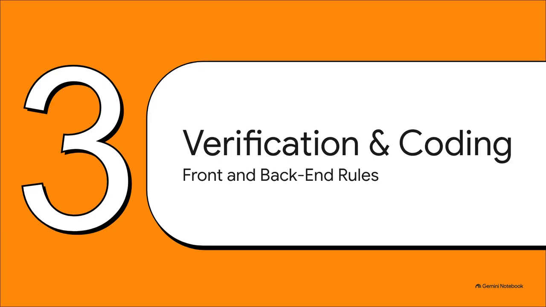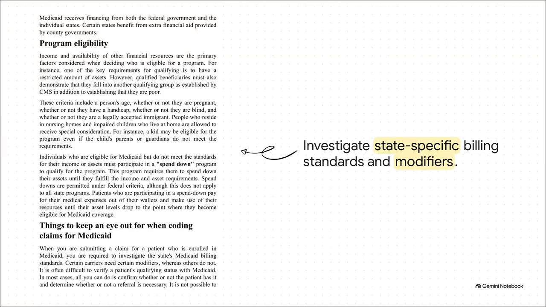Section 3. Verification and Coding Rules. When your team is submitting a claim, you must investigate your state's highly specific billing standards. Certain state carriers require distinct billing modifiers to be attached to your codes, while other states don't require them at all. You absolutely cannot use a one-size-fits-all approach here, or you're just asking for rejections.